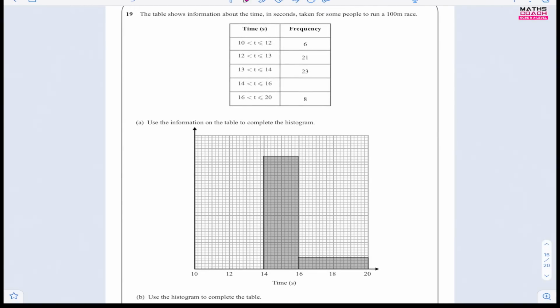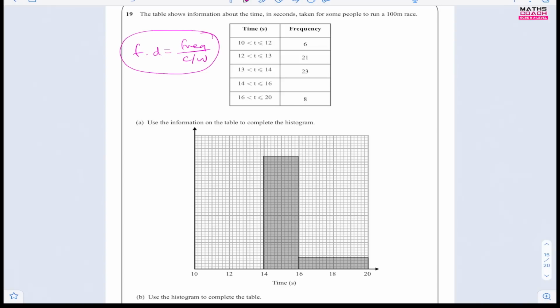So what are we dealing with here? We are dealing with histograms, and you need to know the formula for frequency density. The formula for frequency density is frequency divided by the class width. And you can rearrange that in terms of whatever you need to find. So if you want to find the frequency, then you can multiply the class width on the other side. So frequency density times class width is equal to frequency.